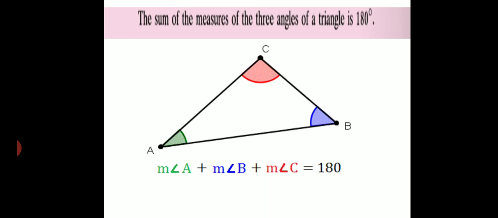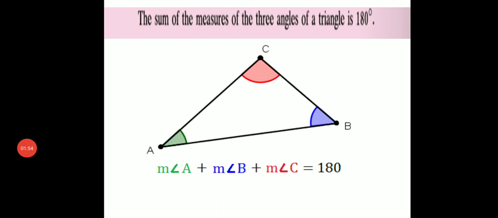So once again I state the very first property of the triangle, and the property is the sum. The sum means the addition. The addition of the measures of all the three angles, when you add up all the measurements of the three angles, what will you find? You will find that they are equal to 180 degree. So this is the first property. Always keep it in mind.